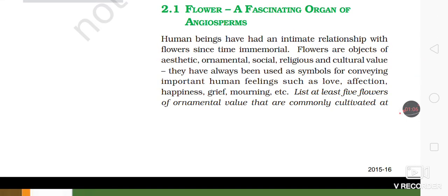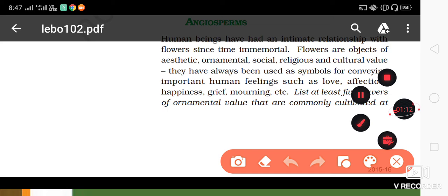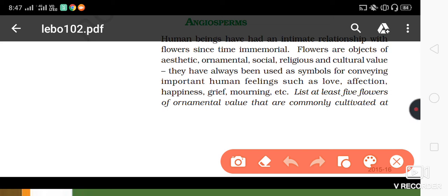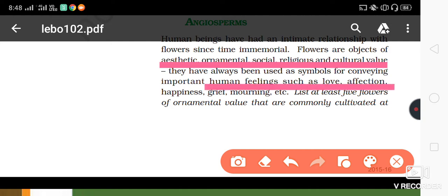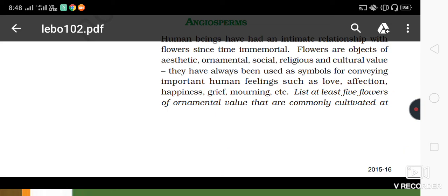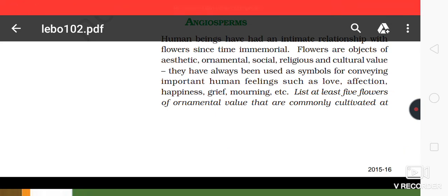2.1 Flowers, a fascinating organ of angiosperm. Human beings have had an intimate relationship with flowers since time immemorial. Flowers are objects of aesthetic, ornamental, social, religious, and cultural value. They have always been used as a symbol for conveying important human feelings such as love, affection, happiness, grief, mourning, etc.